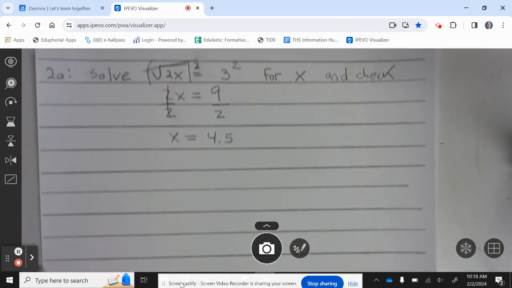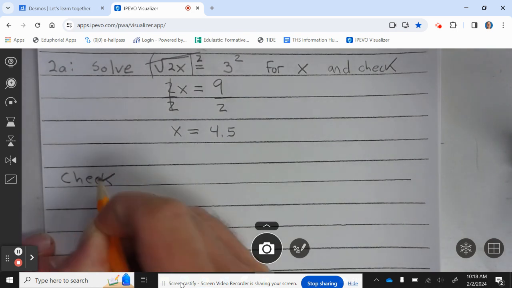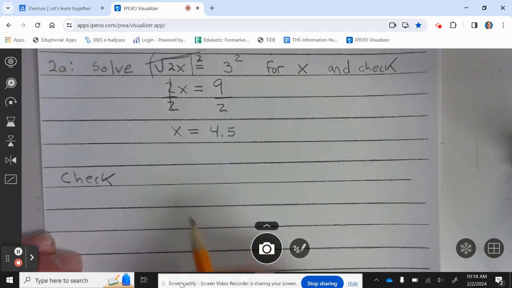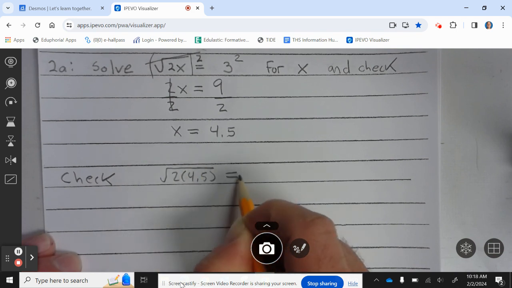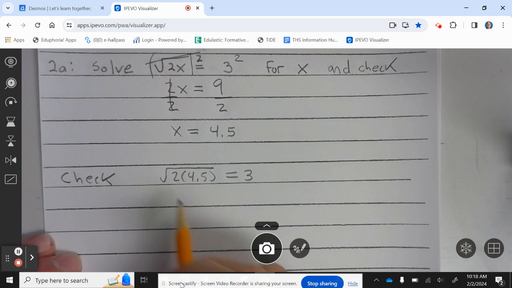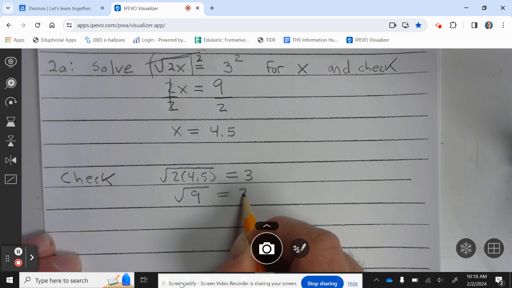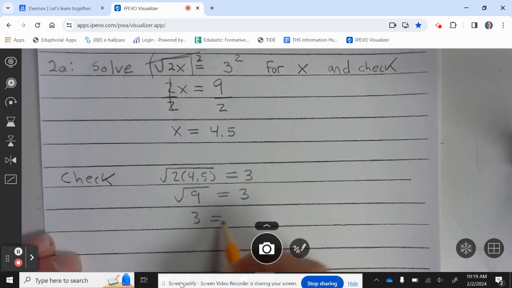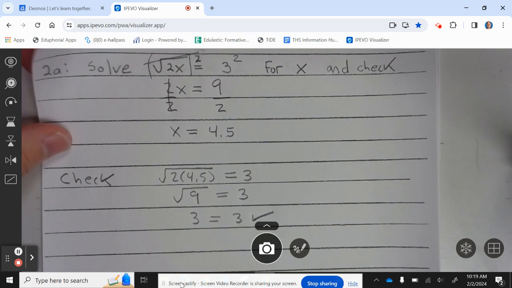Okay, so now let's check. So we have the square root of 2 times 4.5 equals 3. Well, the square root of 2 times 4.5 is 9. Square root of 9 is 3. 3 equals 3, so this checks. So x equals 4.5 is a valid solution. All right, let's take a look at the next equation.